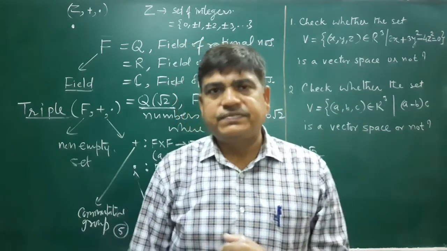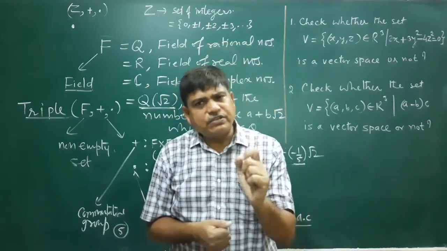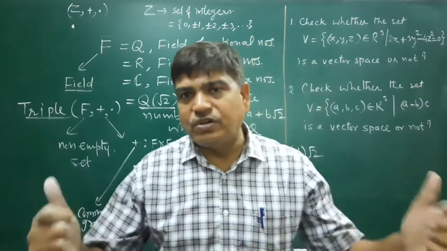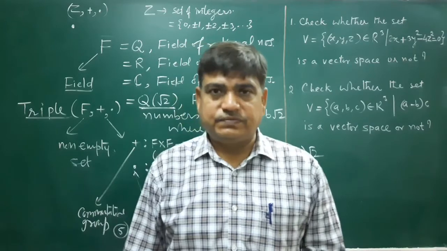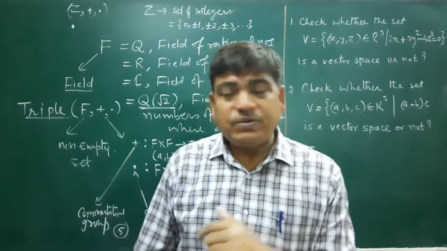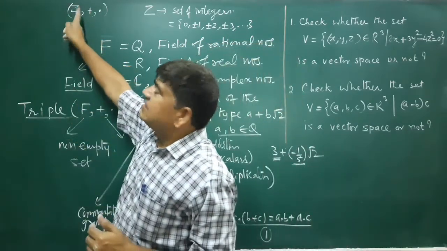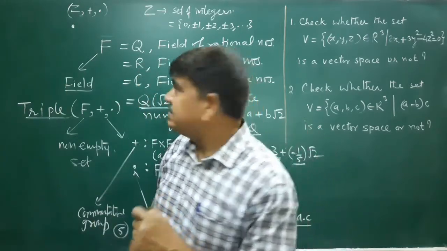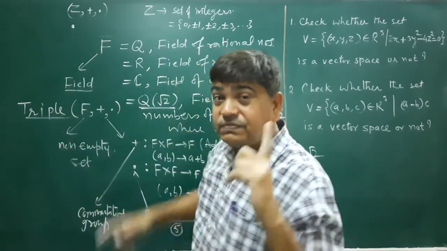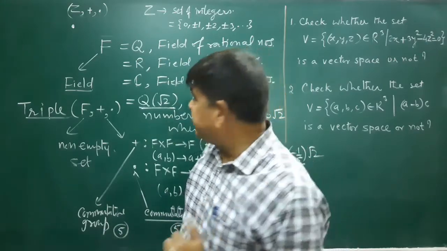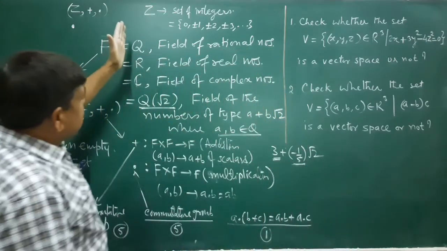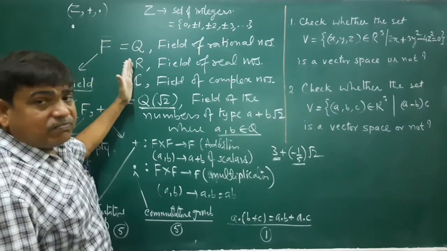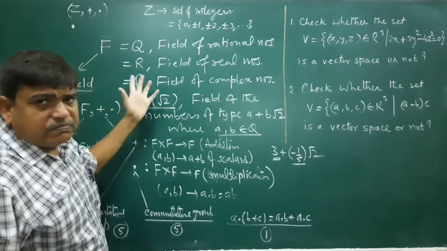Now the inverse. The multiplicative inverse of 2, that is a non-zero element, is 1 by 2. And 1 by 2 is not an integer. So Z is not a field. Okay? So Q, this is a field. R, this is a field. C, complex numbers, is also a field. You can prove this one.